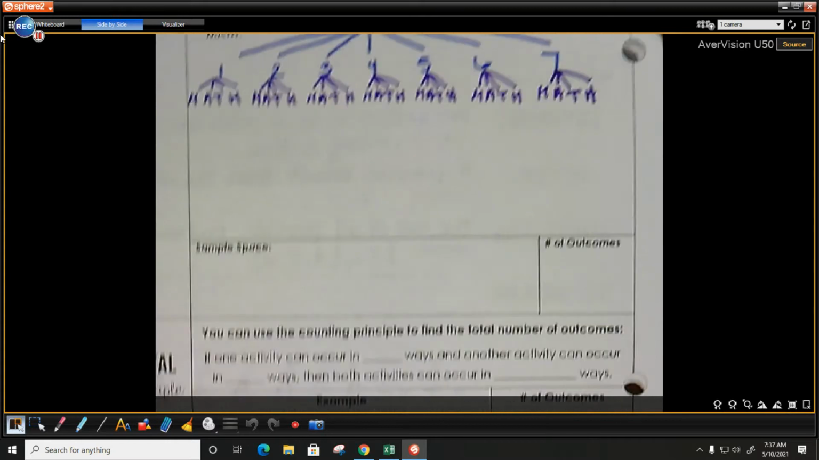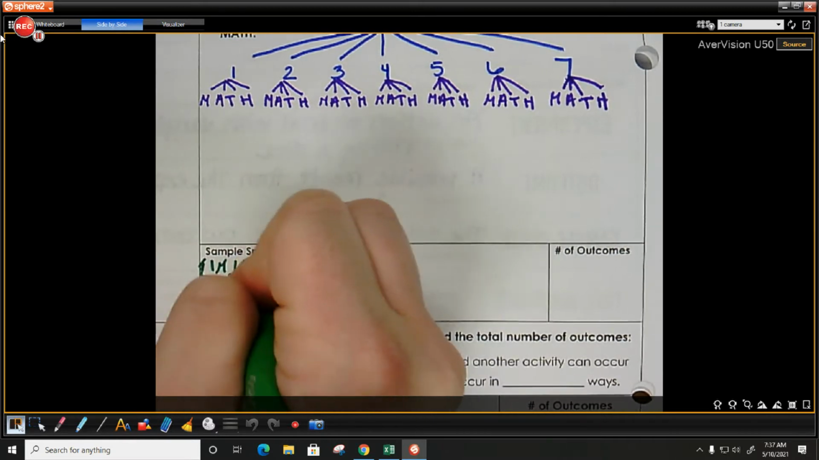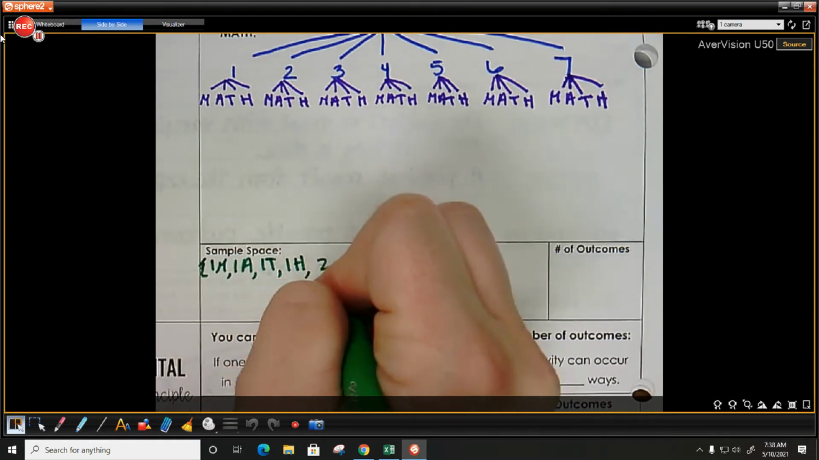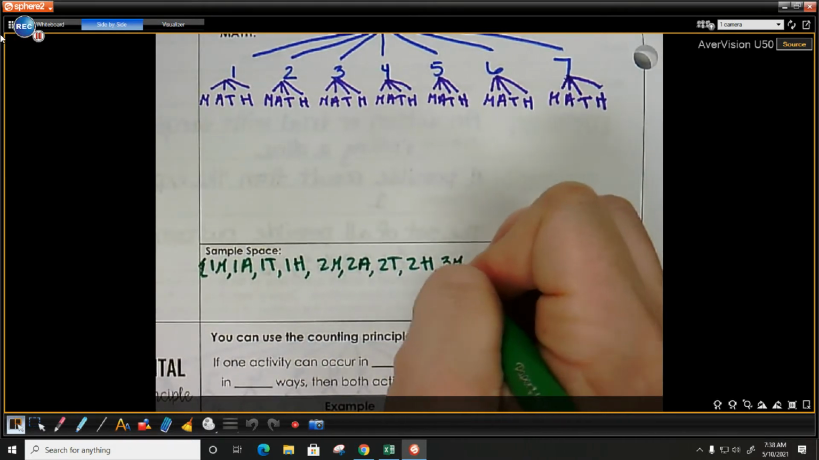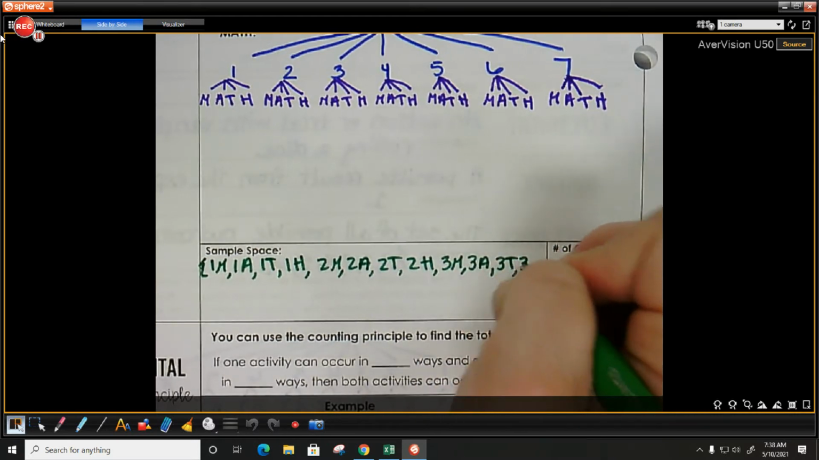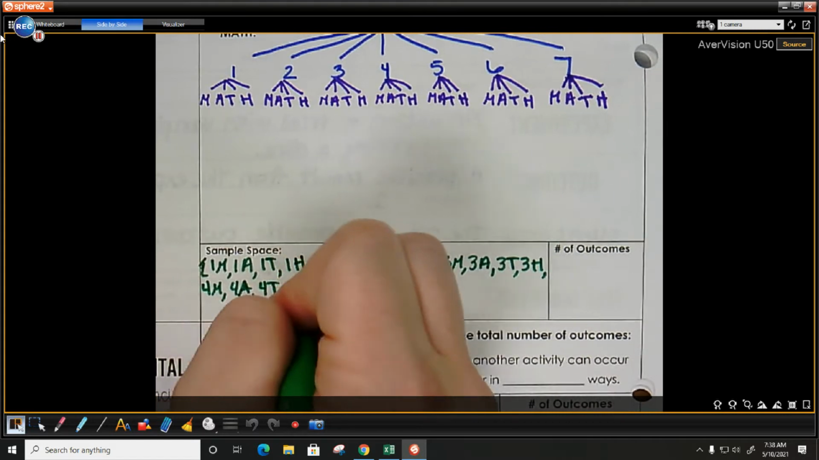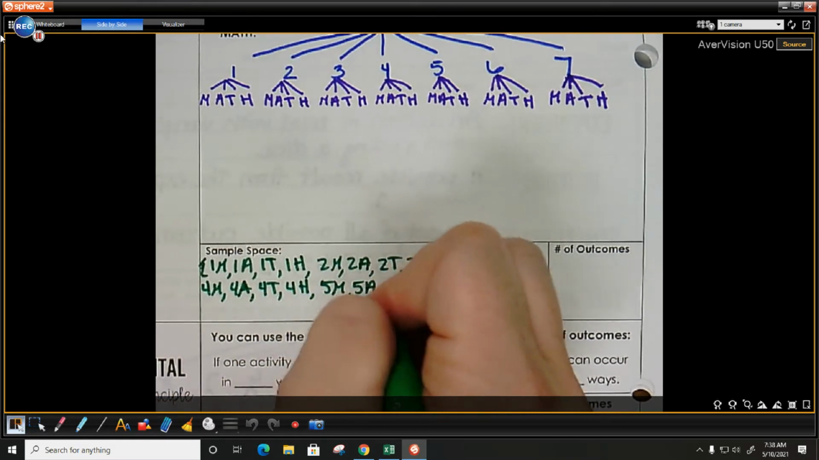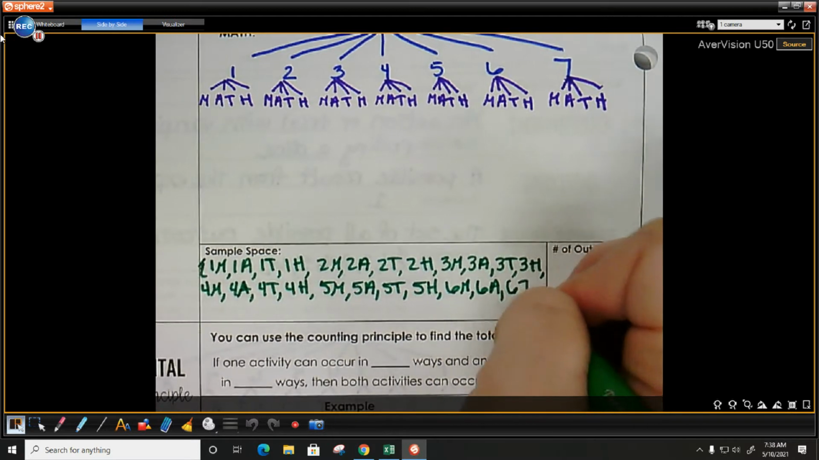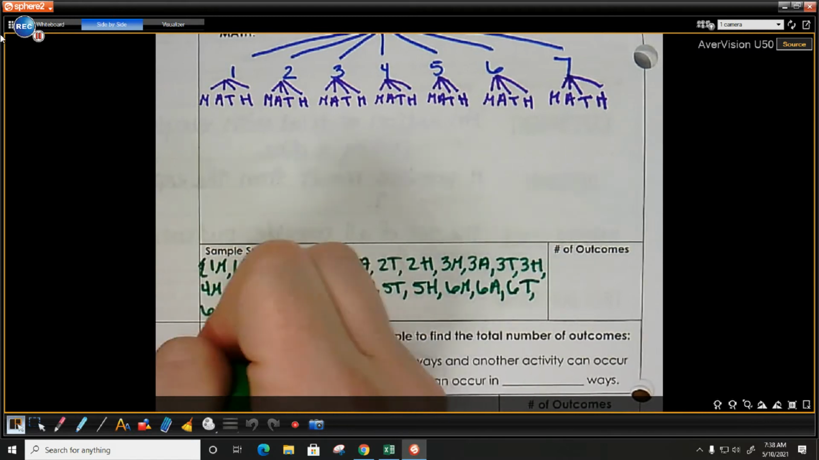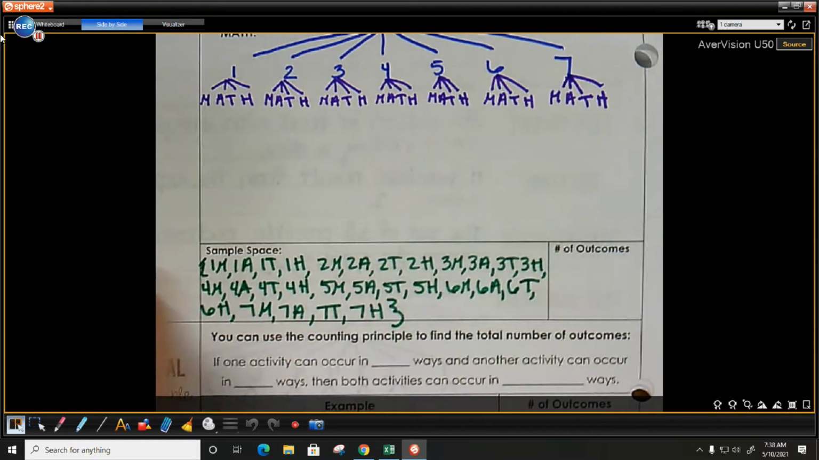So we're going to list out all the different options. 1M, 1A, 1T, 1H. 2M, 2A, 2T, 2H. 3M, 3A, 3T, 3H. 4M, 4A, 4T, 4H. 5M, 5A, 5T, 5H. 6M, 6A, 6T, and 6H. 7M, 7A, 7T, 7H. So there's my sample space.